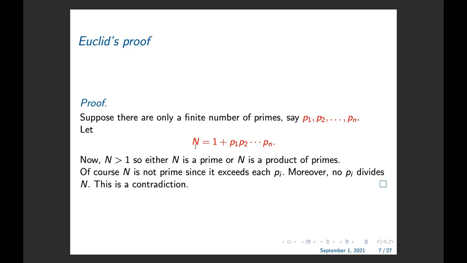But if these primes divide n, that means that the prime divides this product. So ultimately, we get that a prime divides 1, which is a contradiction. So there is no prime which divides n, and n is not a prime. So this is a contradiction. So this proves that our assumption is wrong. That is, there are infinitely many primes.